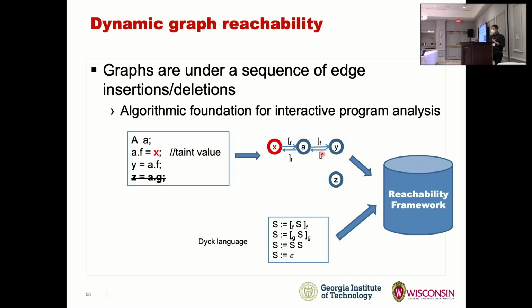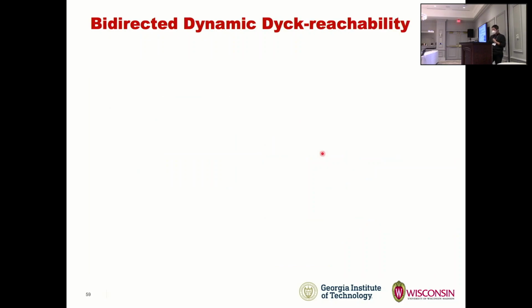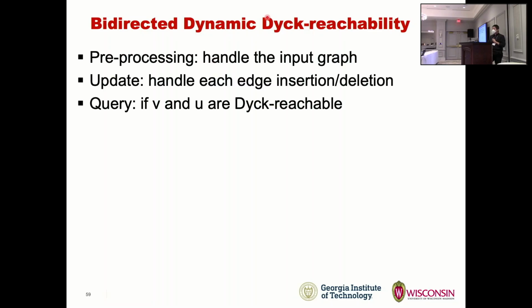How do we maintain the reachability information efficiently? This is called the dynamic graph-reachability problem. And in this case, we can first focus on the bidirected Dyck-reachability problem.